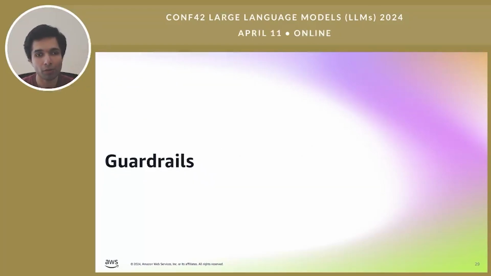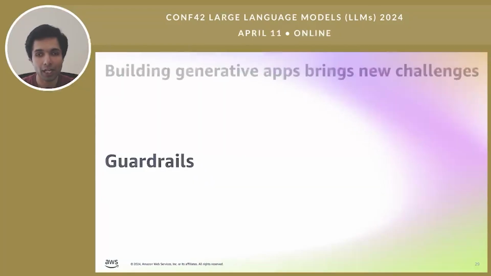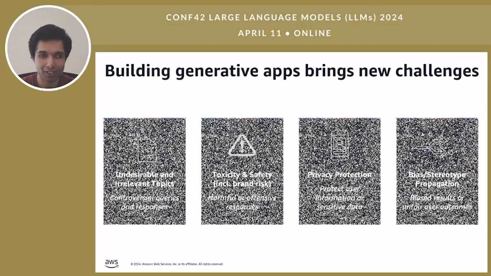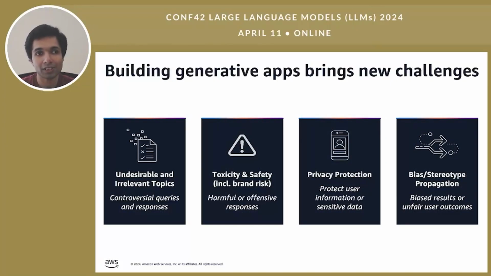And finally, we want to talk about the guardrails. Because as we talk about generative AI, there are different challenges around undesirable, irrelevant topic responses or controversial queries or responses which you would be getting, toxicity of your responses, privacy protection, bias, stereotyping, propagation, and all of those things. So as we talk about these new challenges, you also want to talk about what kind of guardrails you will be applying for your models.